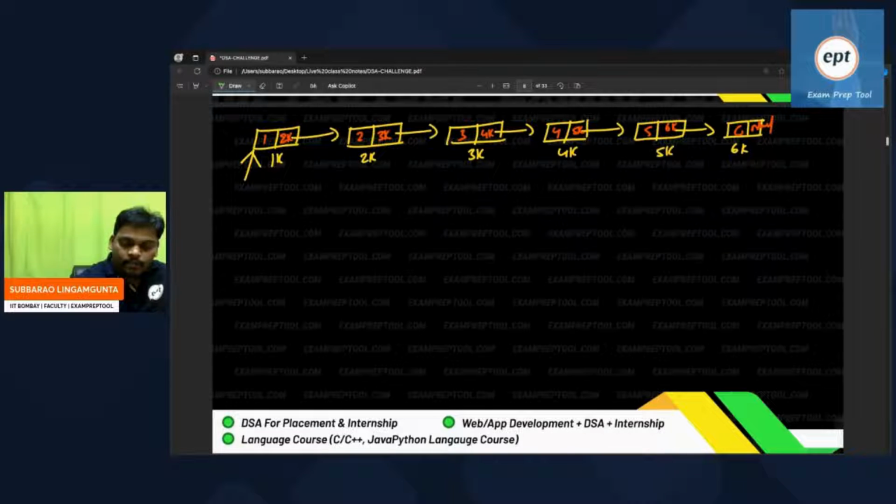Let us assume that is the head node. Careful everyone. Let us assume that it is the head node. So keep head node as it is. If you don't want to move head node, keep head node as it is.